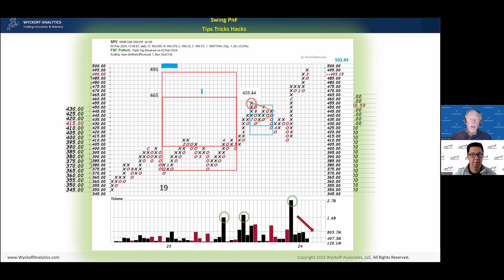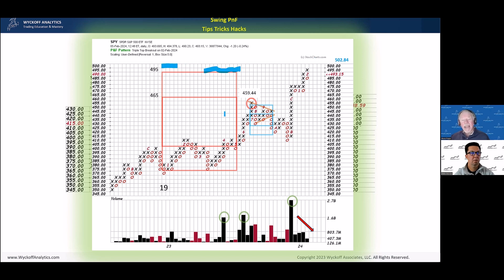Yeah. So 495 is our count. So this line is just under where our count is, which is right along here. We're 1 box above our count. Not unusual to get a throw over in a big momentum move up. And so we have a 1 box throw over.